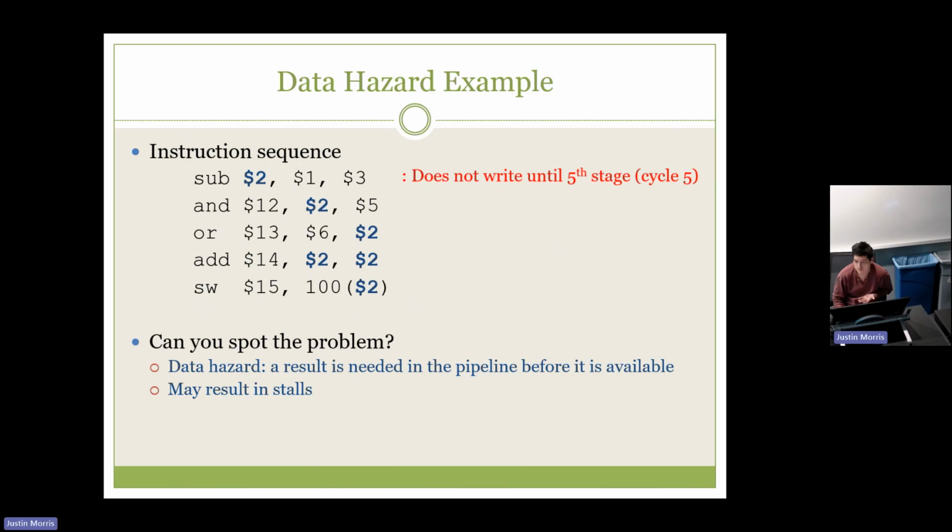And then the question is, how many cycles do we need to stall? So we do not write until the fifth stage, right? The fifth cycle. So how many cycles do we need to stall? And we need the one for and at the third cycle. So three. Depends how it's implemented, but 2 or 3.